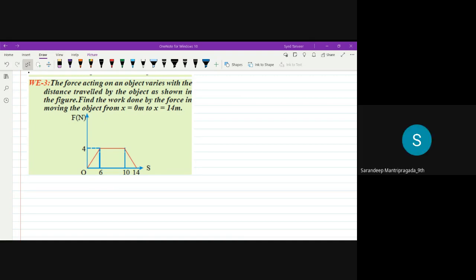I got 36 joule. I also got 36. Where to use the trapezium area formula? The graph is given, a force-displacement graph. From that, work is the area under the graph.